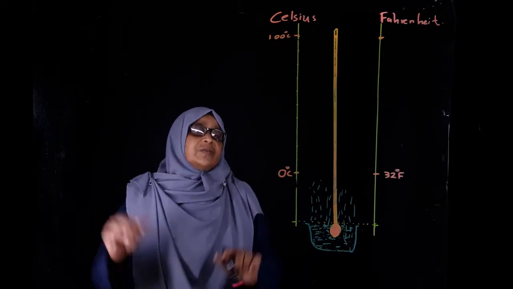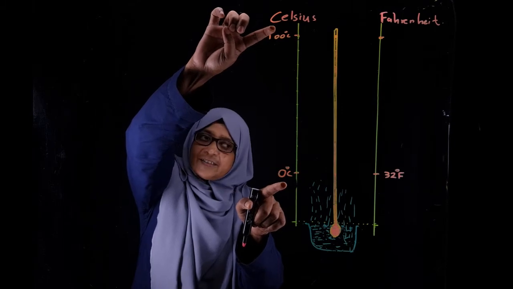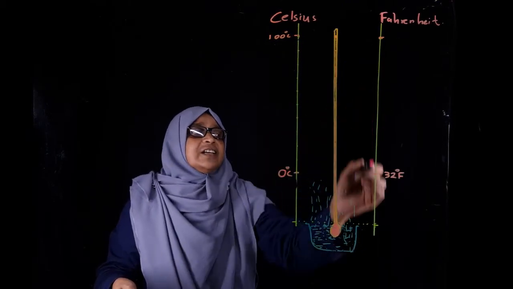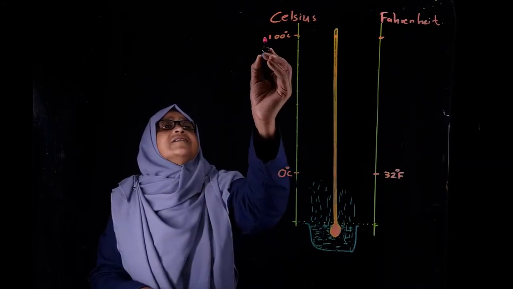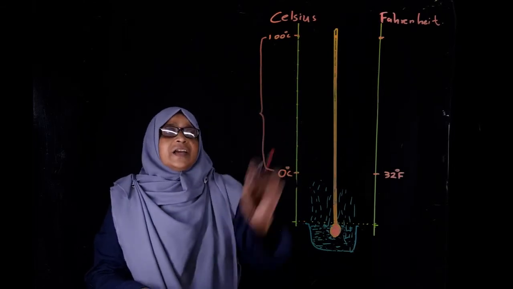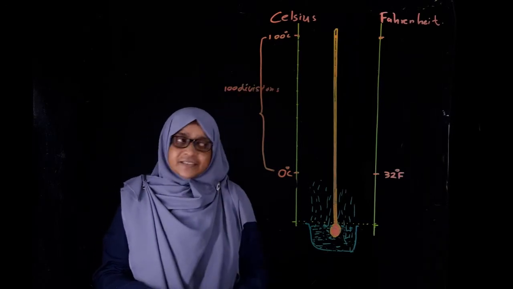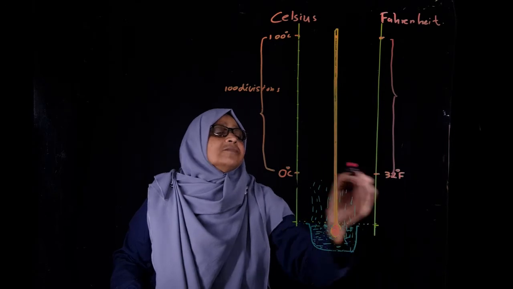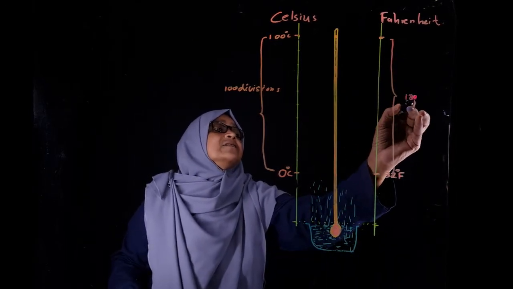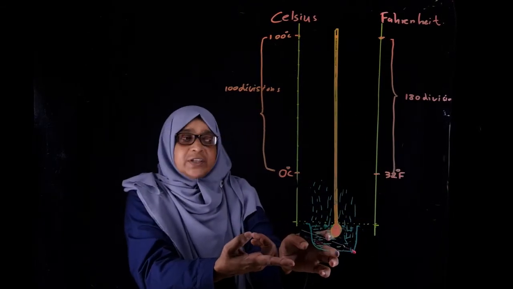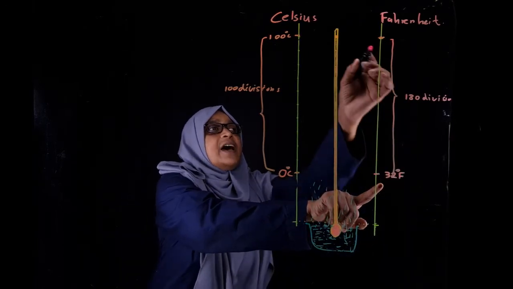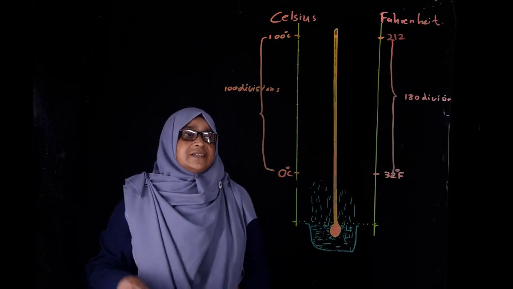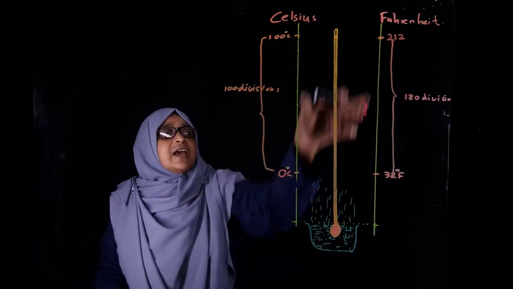And now we can observe that between the minimum fixed point and the maximum fixed point, the length is the same, but the division is different. In this Celsius scale, it is divided into 100 divisions, but the same gap in the Fahrenheit scale is divided into 180 divisions. So, the maximum fixed point, that is boiling of water, is marked as 32 plus 180, that is 212. This is the main difference between these two scales.